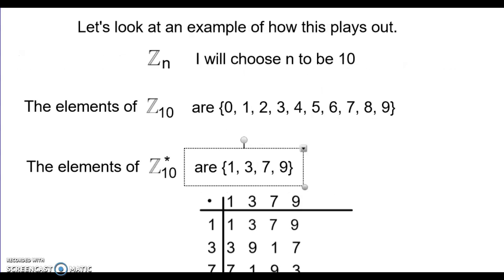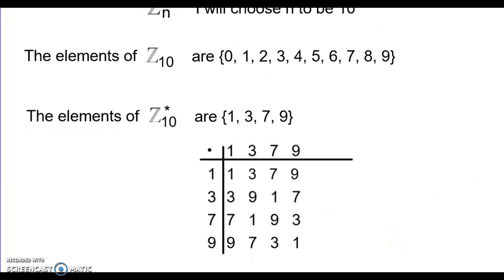So let's look at an example of how this plays out. If we have the integers modulo n, I'm going to choose n to be 10. So I know the elements of integers modulo 10 are 0, 1, 2, 3, 4, 5, 6, 7, 8, 9. But I also know that the elements of integers modulo 10 star are 1, 3, 7, and 9. Well, how do I know this? Because I need to have a place in there somewhere where when I multiply the two pieces, I get 1 modulo 10, which I have gotten when I go through.